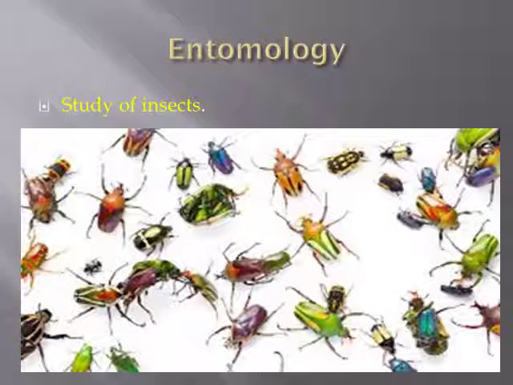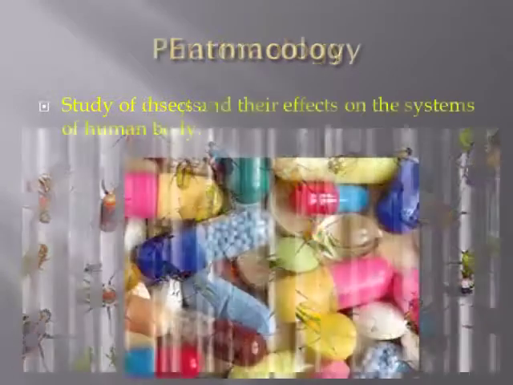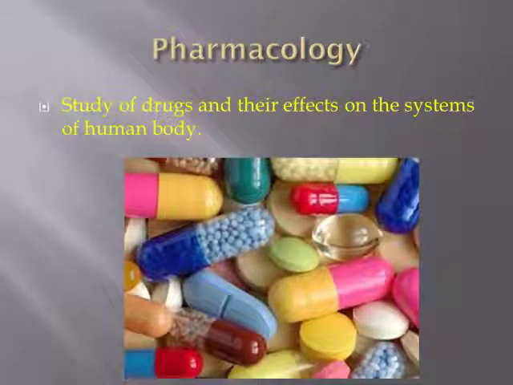Here on screen you can see the picture of different insects. The study of insects is known as entomology. Here you can see the picture of different medicines. Medicines are also known as drugs. So the study of drugs and their effect on the systems of the human body is known as pharmacology. You also use the word pharmacy in your daily life when you go to a medical store to buy medicines. So pharmacology is the study of medicines.